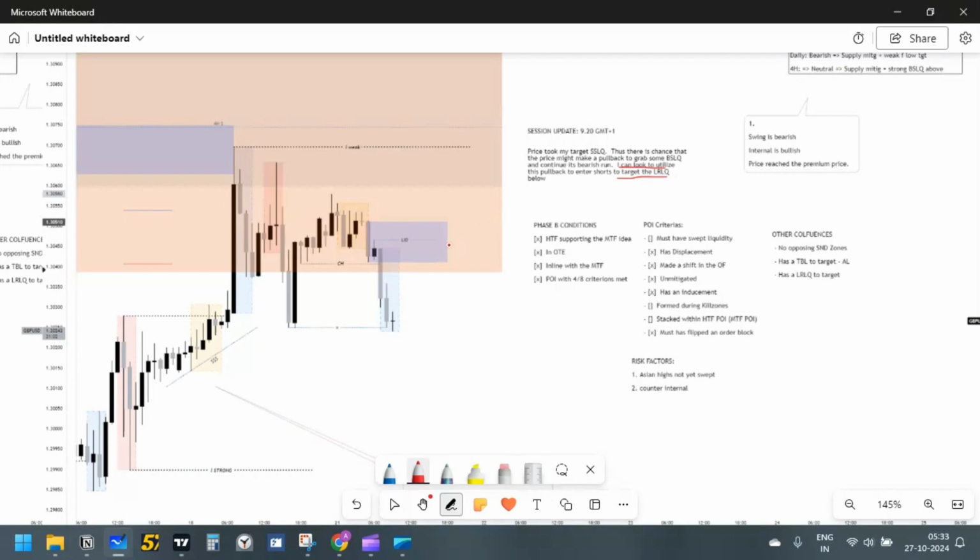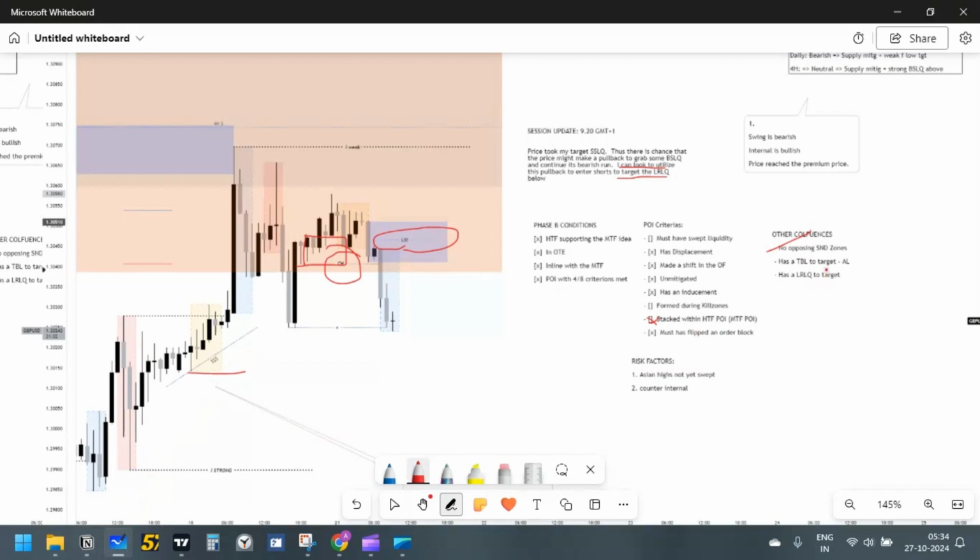In that order flow, this is the last unmitigated supply. It has not swept liquidity, but it has displacement. It has made a shift in the order flow, it is still unmitigated, and it has an inducement right within it. It was not formed during the kill zone. It's not stacked within the high time frame POI. Actually, this box is ticked because it is stacked within the daily supply, and it has flipped an order block. I can consider this as the demand zone, which flipped and pushed the price down. What are the other confluences? No opposing supply and demand zones, and there are time-based liquidity targets: Asian low, previous day's low, previous week's low, and low resistance liquidity to be targeted.